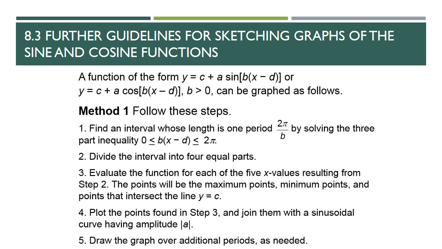One is, first of all, to find an interval whose length is 1 period, 2 pi over b, by solving the three-part inequality: 0 is less than or equal to b times x minus d, which is less than or equal to 2 pi. You solve that for x, and you find where x is going to start and where it's going to finish. You then mark those places on your graph, and you divide that interval into 4 parts. You evaluate the function for each of those values, and those are going to be the maximum, minimum, and the intersection points. Now, here's the thing, though. It's going to intersect the line y equals c, because c is going to indicate a vertical translation.